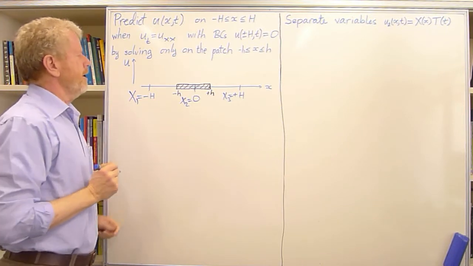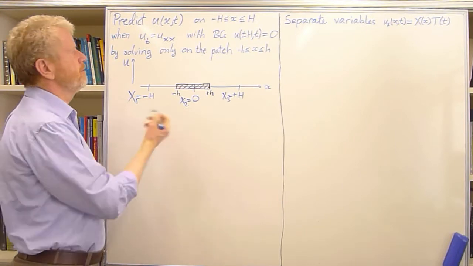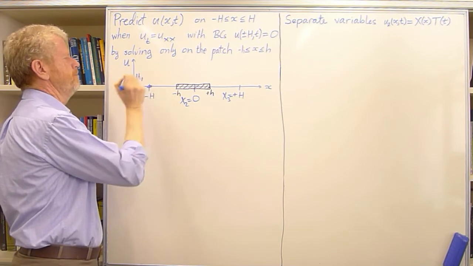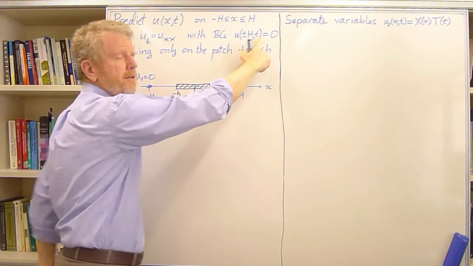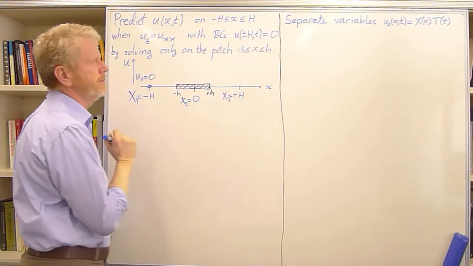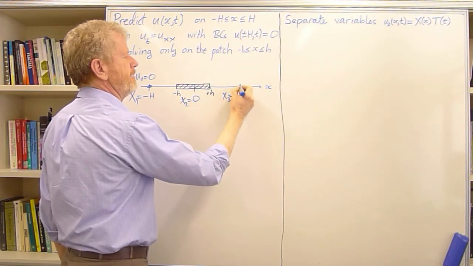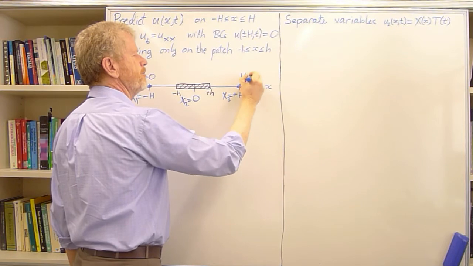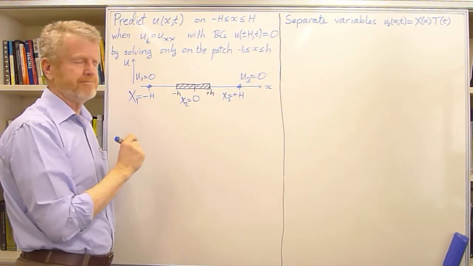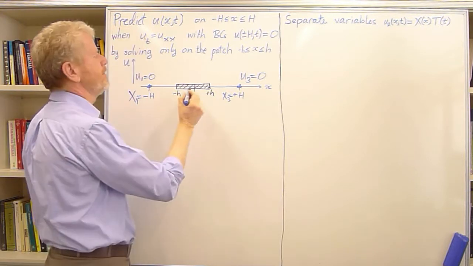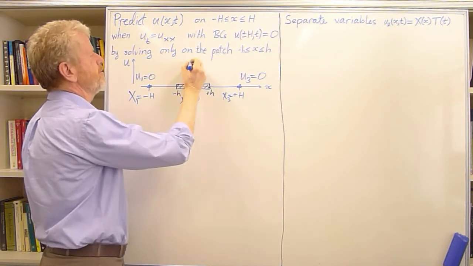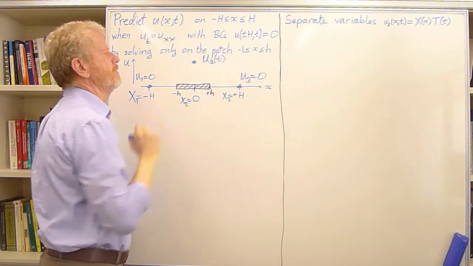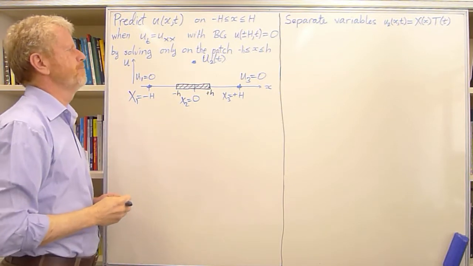And then at each of these grid points, the field is going to have some value. So at minus H, the field big U1 is going to be 0 by the boundary condition that u of minus H is 0. At plus H, the field U3 is going to be 0 by the other boundary condition. And then the interesting place is at the midpoint, X2 equals 0, where the field is going to have some value U2 that's going to evolve in time.